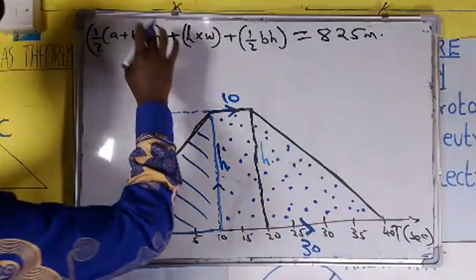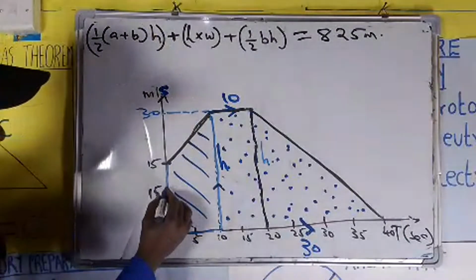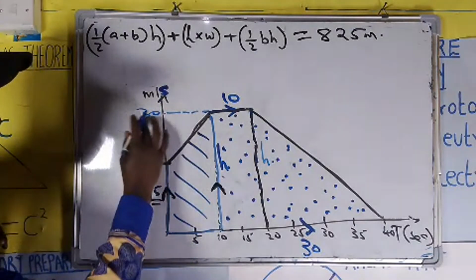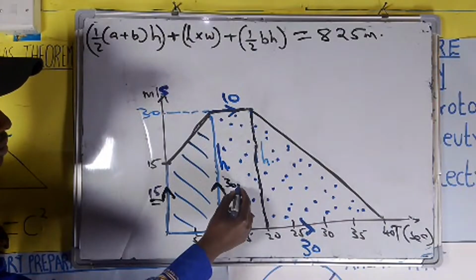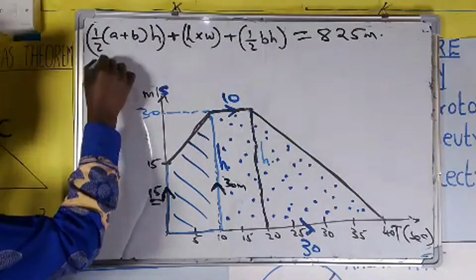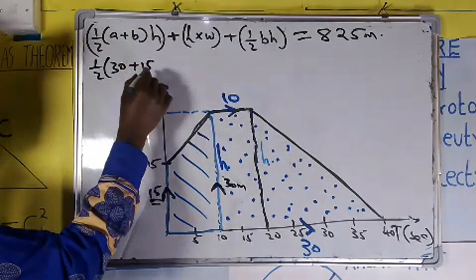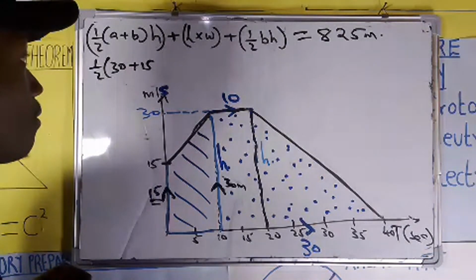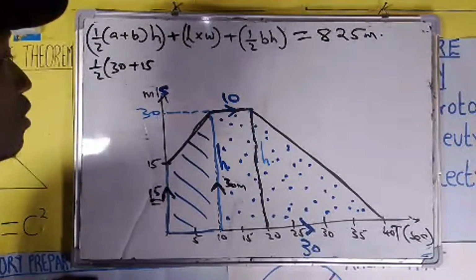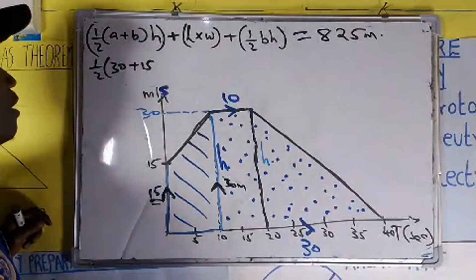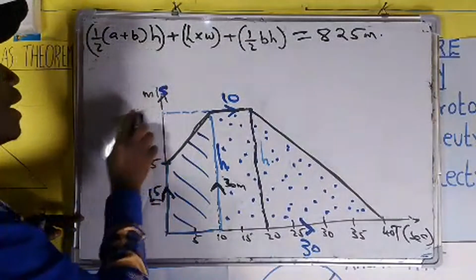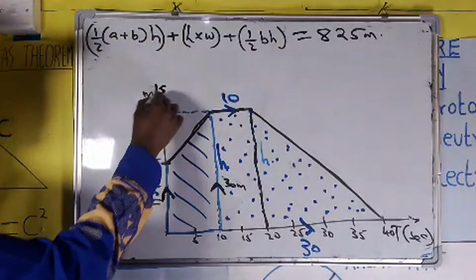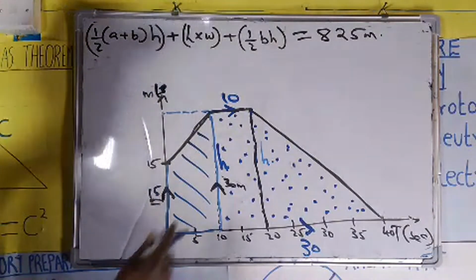So half a b h, the a and b are the lengths of the parallel sides, and the first one is 15, the second one is 30. See this one is 30 meters. So it will be a half into brackets 30 plus 15. What is our h? Sorry, there's something I've left. We don't have our h. Here we don't have the h. So this h is what we are looking for.